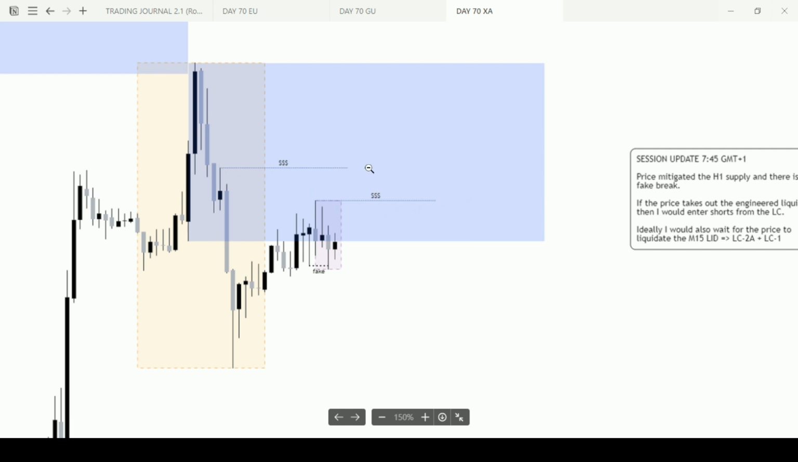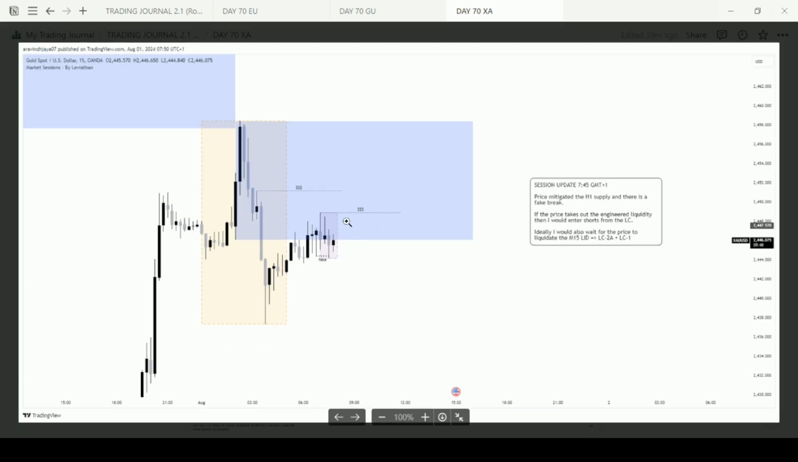This is LC1, this is LC2. If the price takes this liquidity, I'll be placing my stop order right there. But after taking this liquidity, it will provide me additional confidence because price can mitigate this area of imbalance and it can push down also. So I was waiting for the price to take out this liquidity to place stop orders.